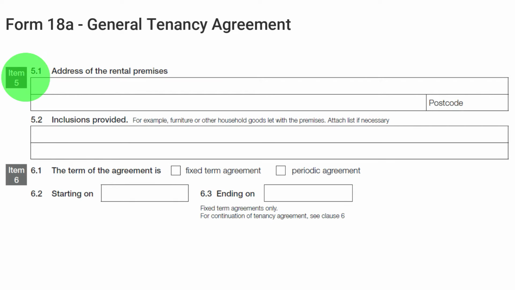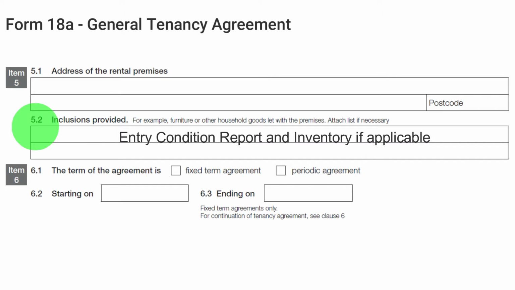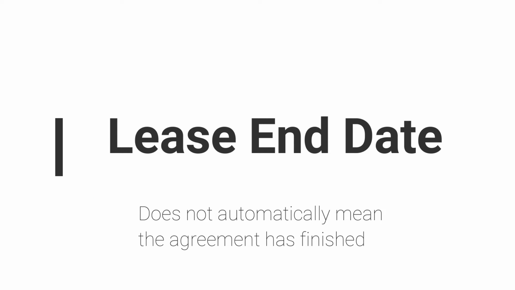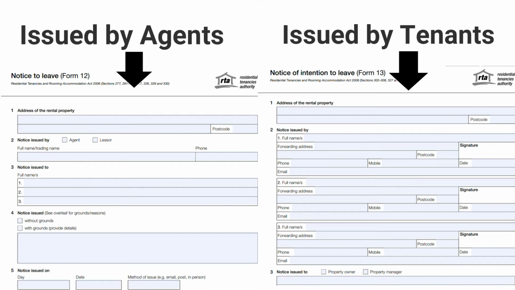Item 5.1 shows the address of the property that you're taking possession of. Item 5.2 shows inclusions such as the entry condition report, known as the ECR, and an inventory if applicable. Item 6 states the term of your agreement, and items 6.2 and 6.3 show the start and end date of the agreement. Please note, the end date doesn't mean the end of the agreement automatically. Notice timeframes and forms must be issued by either party to end the agreement.